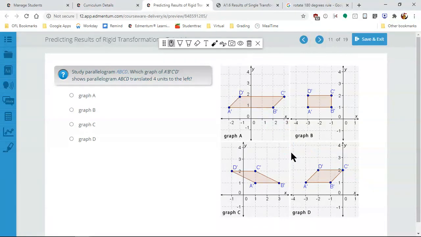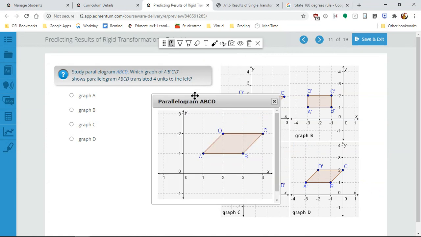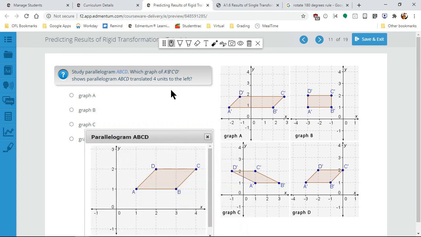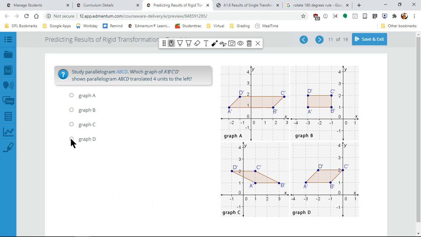All right. So now we're going to try to figure out what's happening here. So we're going to have to look at this shape. And we're saying we're going to translate it 4 units to the left. So it should stay the same size and everything. We're just moving it to the left. So this D, if it's at 2, goes to -2. That's -1. That's not exactly -2. This one's -2, though. And this should be at 0. It is at 0. So I'm going to say it's going to be graph D.